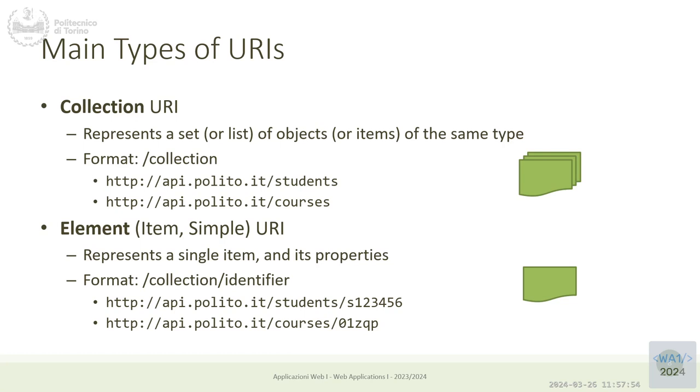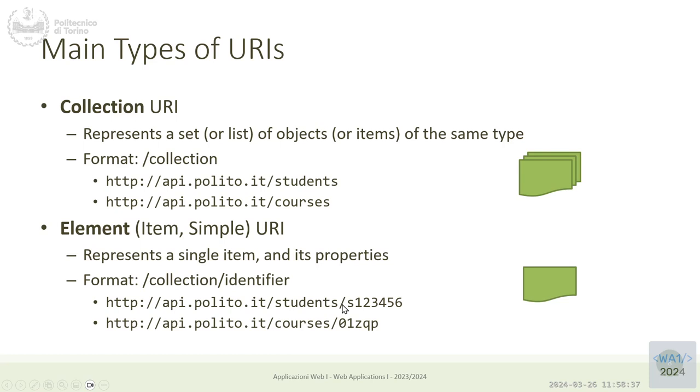What can we do with the list of students? Two operations. Add a new one to the list or get the list. So we have one conventional name for representing a list of objects, and then we will define some operations that apply on that name, and they will refer to that list in particular. And if I want to represent a single student, for example, I can represent it by specifying one identifier out of a collection.